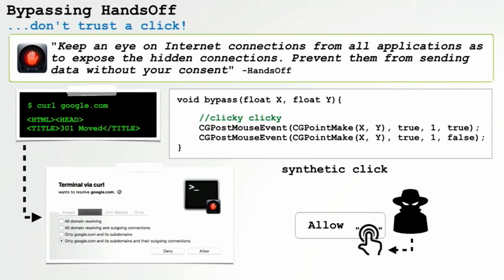But what an attacker or piece of malware can then do is send a synthetic mouse click to that alert to programmatically click the allow button. This will allow the connection and dismiss the alert. And there's also ways to do this invisibly so that the user doesn't see the alert pop up and the mouse generate the click.